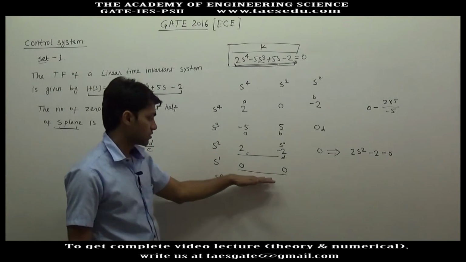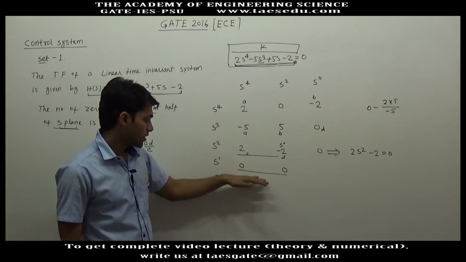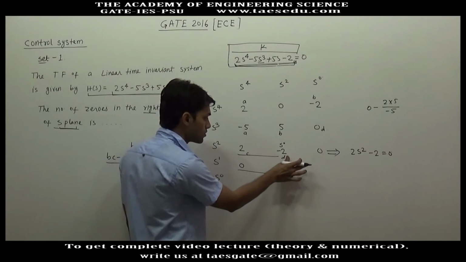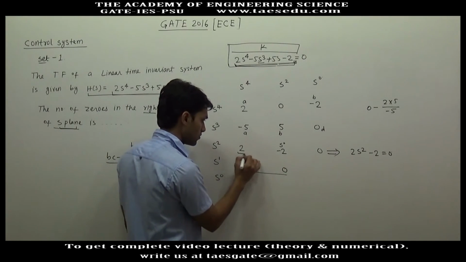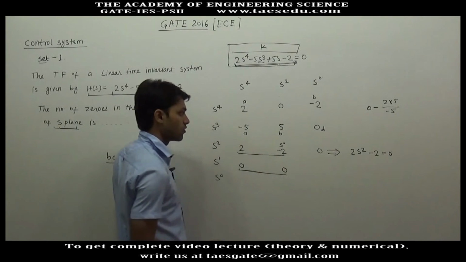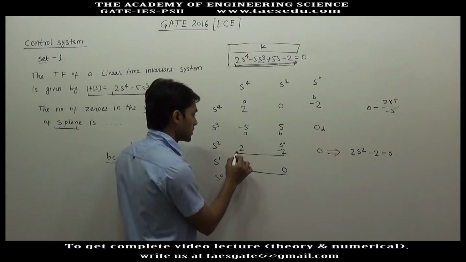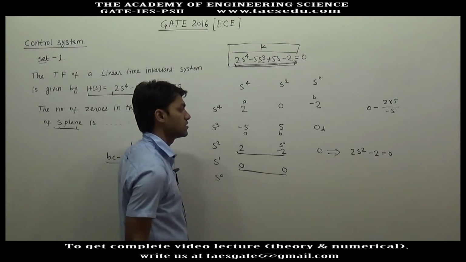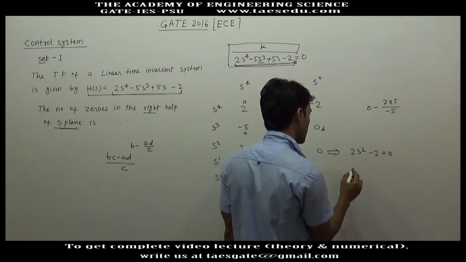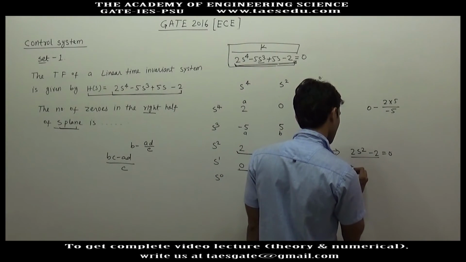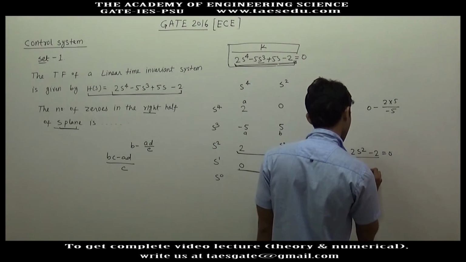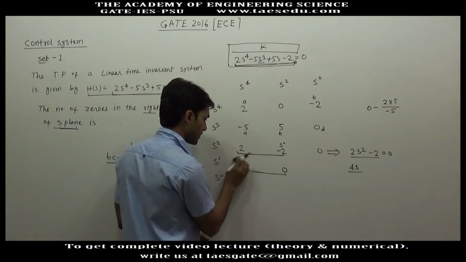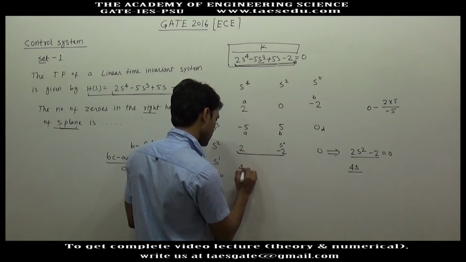If a complete row is 0 and you have to completely form the Routh-Hurwitz table, you use the elements of the row above the 0 row to form the characteristic equation. So here the characteristic equation will be 2s square minus 2 into s to power 0. And now you differentiate it. If you differentiate it, you will get 4s. Okay, so the coefficient of s will be 4. Here we will write 4 and this will be 0.